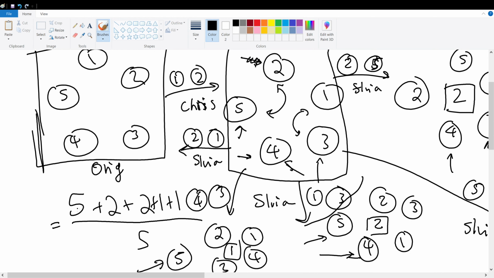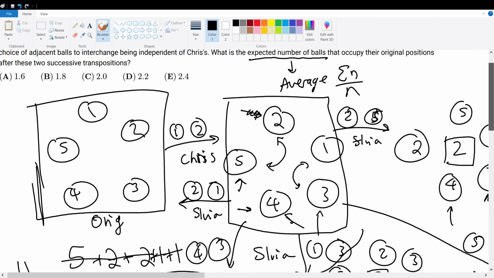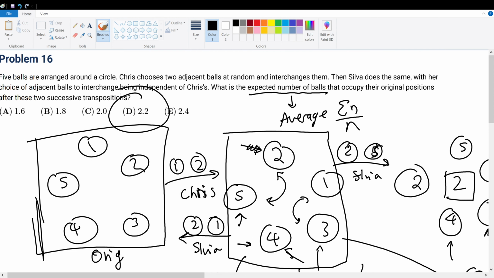So 5 plus 2 is 7, plus 2 is 9, plus 1 is 10, plus another one is 11. 11 divided by 5 gives 2.2. And if we scroll up, we can see that answer choice D is our final answer.